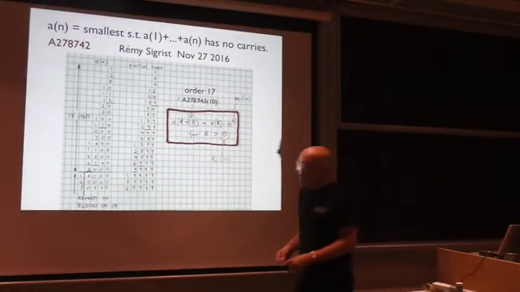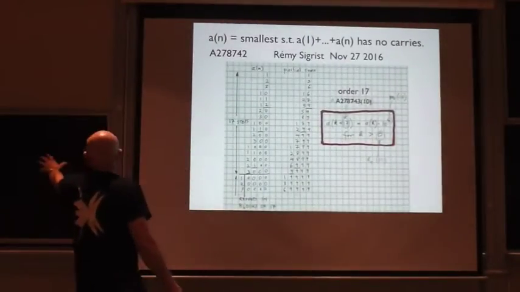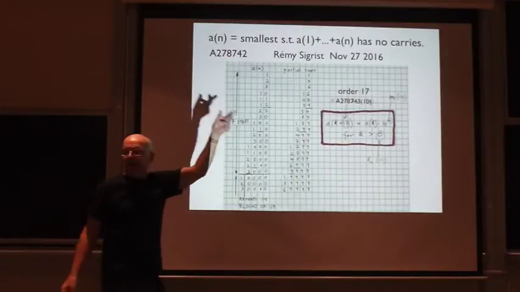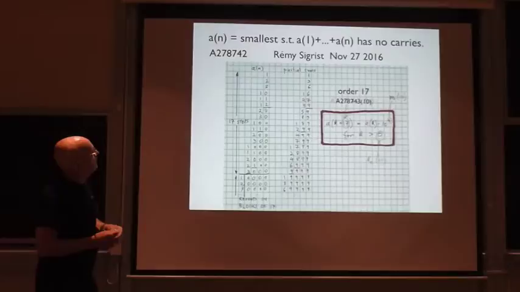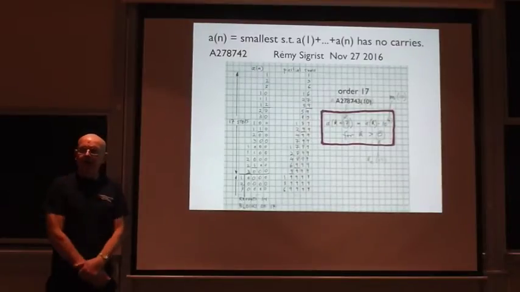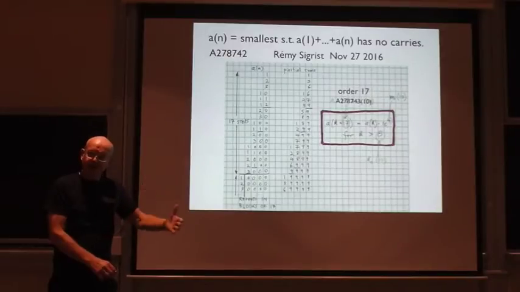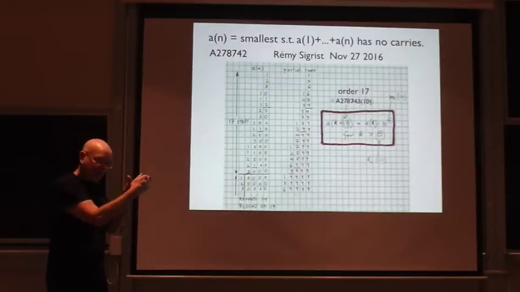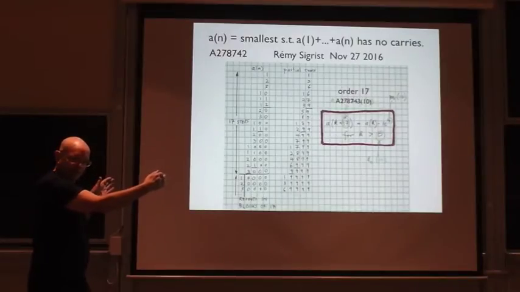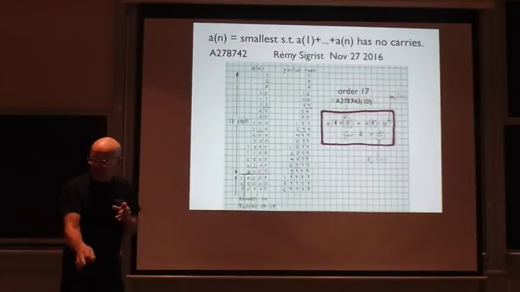There was a sequence from Remy Sealy. I was going to do it on the board, but I think maybe it's clearer here. Okay, so you write down numbers. It's a sequence defined in the following way. A of n is the smallest number you haven't seen before, such that when you add up all the terms up through A of n, there are no carries in normal arithmetic.